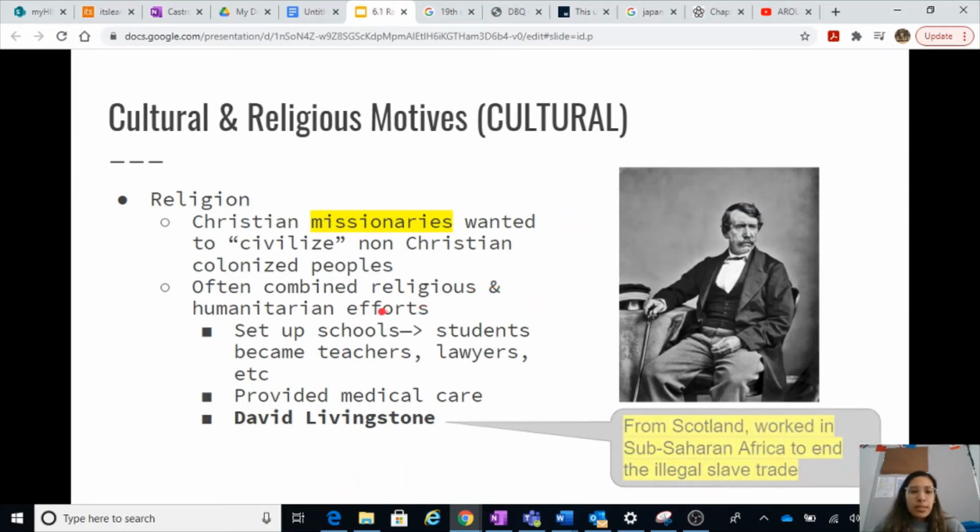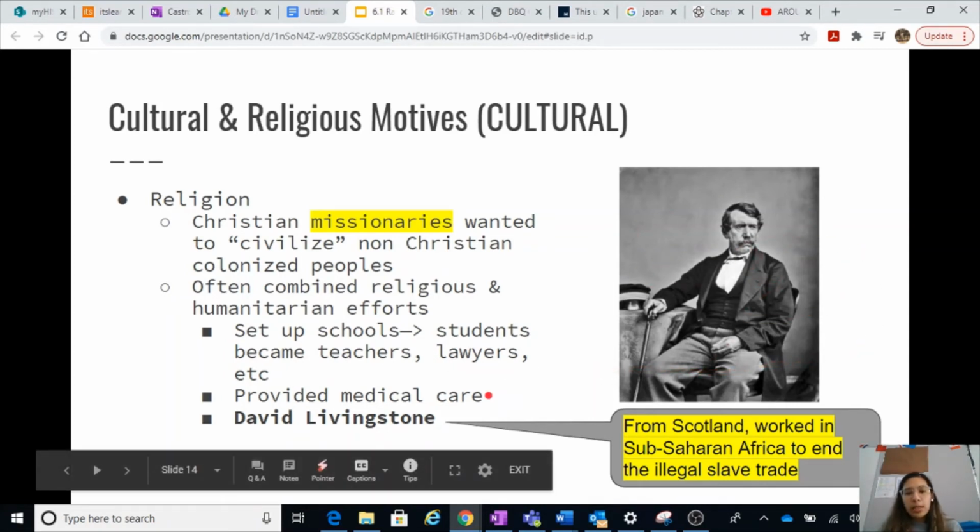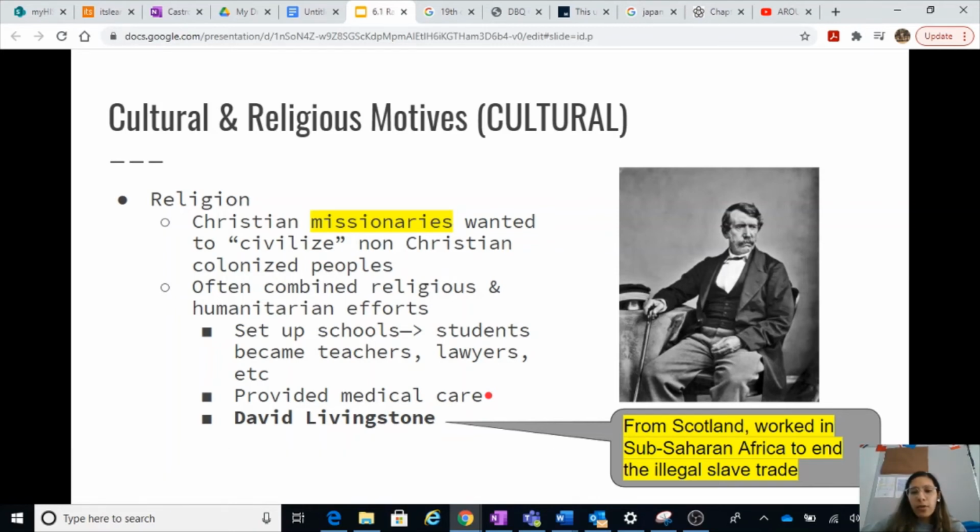One example of this is Dr. David Livingstone. This is this guy right here. He's from Scotland. He worked in sub-Saharan Africa to end the illegal slave trade, and he was a missionary. Missionaries are going to try to convert the native population. That's kind of a bad thing because they're trying to make them take away their indigenous beliefs, but they also helped out with some humanitarian efforts, so positives and negatives.